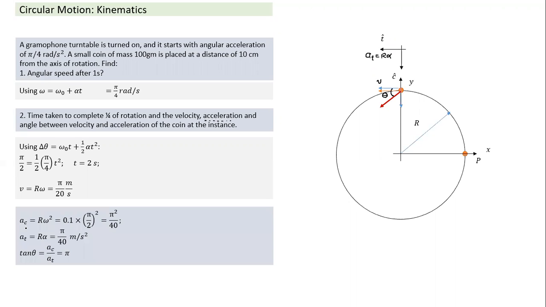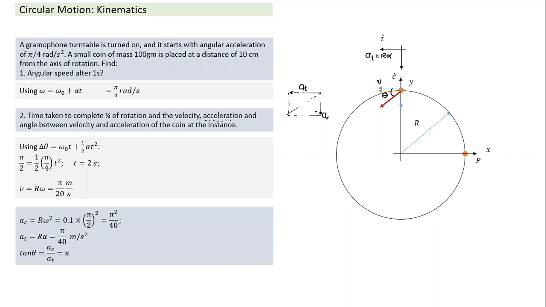What is centripetal acceleration? I can write it as r omega square. So this becomes pi square by 40. At will be equal to r alpha. R is 0.1, alpha is pi by 4, so it becomes pi by 40. So what will be the tangent of theta here? For those who are not clear, I will draw this part here. AT is like this, and AC is like this. So the resultant acceleration is something like this.